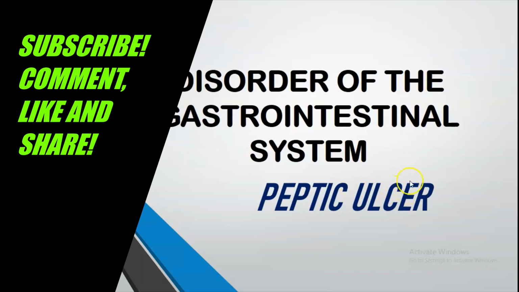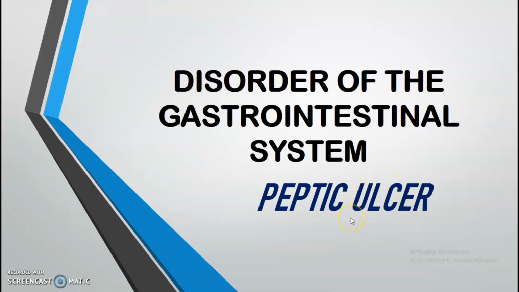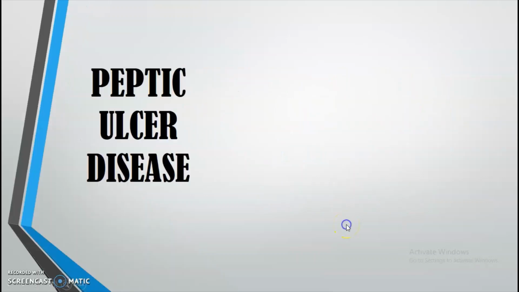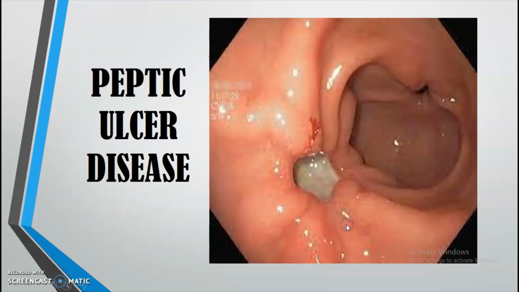When I talk about peptic ulcer disease, this is actually another common disorder of the gastrointestinal system. So the peptic ulcer disease is basically this one. As you can see, this is actually a part of your gastrointestinal tract, okay? And there is actually an excavation, or a crater, which is actually a sugat in our gastrointestinal lining.